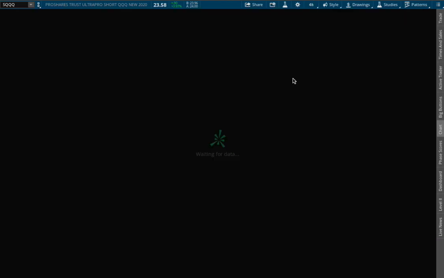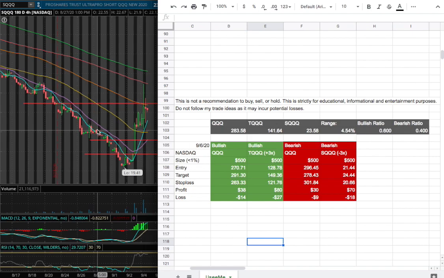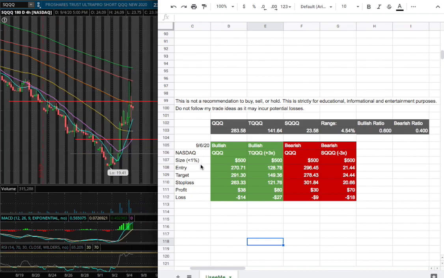So for the trade idea, if we zoom into the 4 hour chart, for my position size, less than 1% of my portfolio for SQQ, my entry will be $21.44, fairly close to where we see the 18 moving average, this purple line. And as for my sell target, that will be $24.44, fairly close to where I encounter the 100 moving average, this orange line. And my stop loss will be $20.66, this range right there.